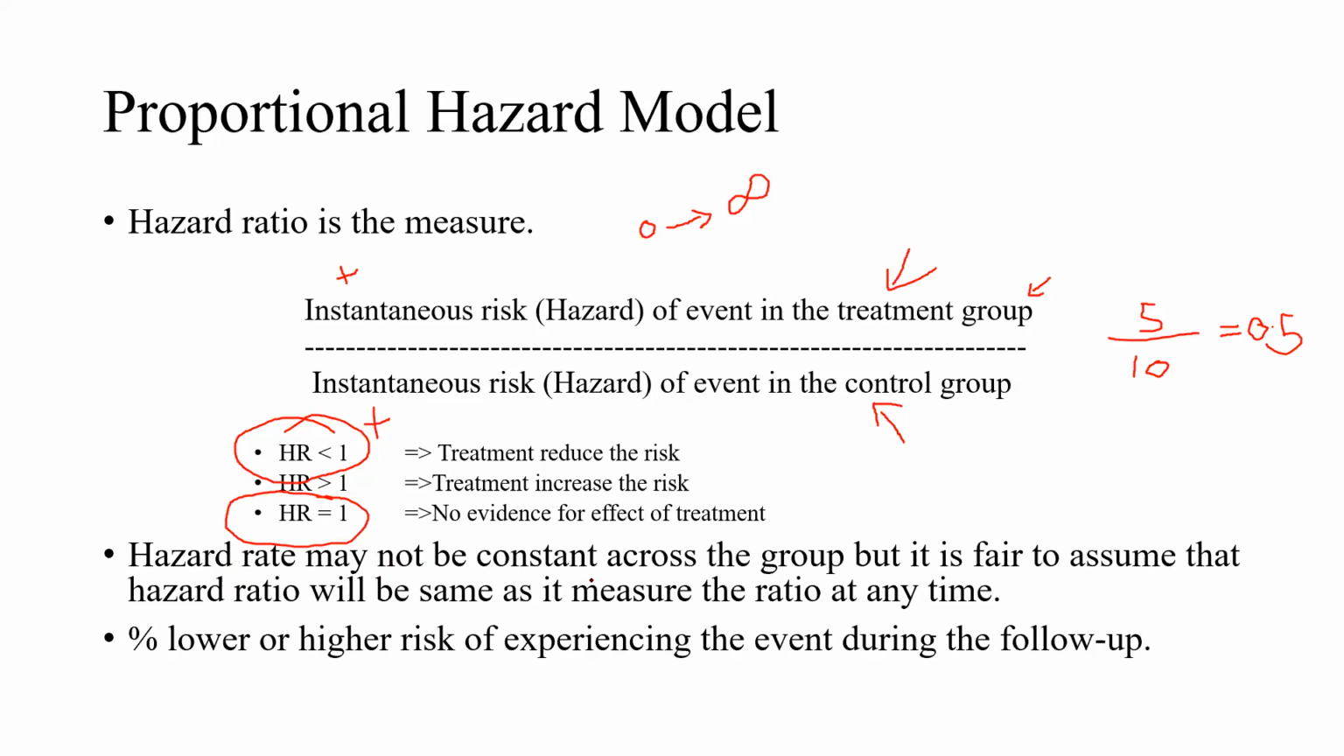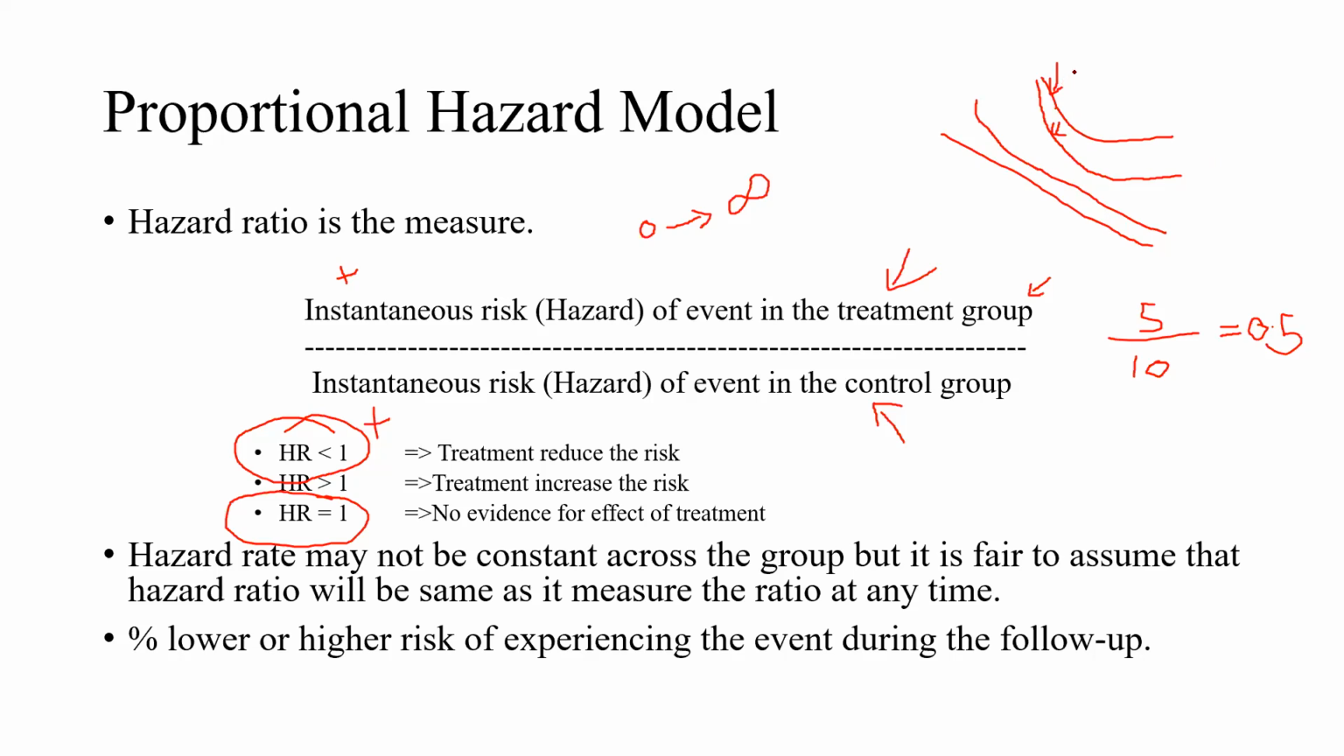The hazard rate may not be constant across the groups, but it is fair to assume that the hazard ratio will be the same, as it measures the ratio at any time. We can see that the survival curve, if we have two groups, is not a straight line which runs parallelly. It is actually a curve which may have the same beginning but a slightly different progress. So if we compare the hazard rate at different time points, it may not be equal. The hazard rate of this curve may not be equal to the hazard rate of this curve at any time. If these were equal, most of them would lie on the same line. So this is not possible.